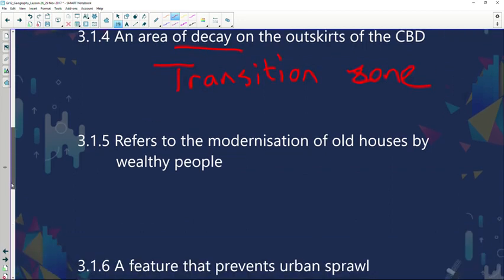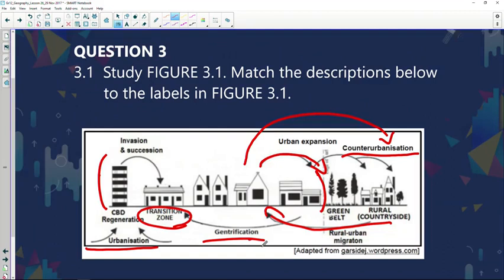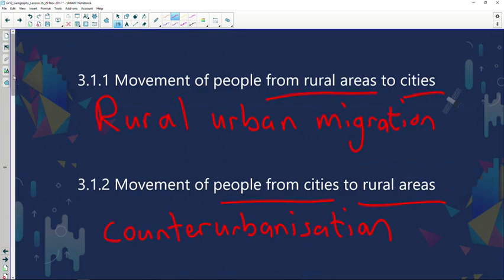Okay, 3.1.5 refers to the modernization of old houses by wealthy people. A very good example is Maboneng precinct in Johannesburg CBD, just on the outside of Johannesburg CBD. Many old buildings have been bought by foreign investors, and they make them look pretty, and people tend to move over there, and that whole process is known as gentrification. For instance, in Jeppe Town in Johannesburg.